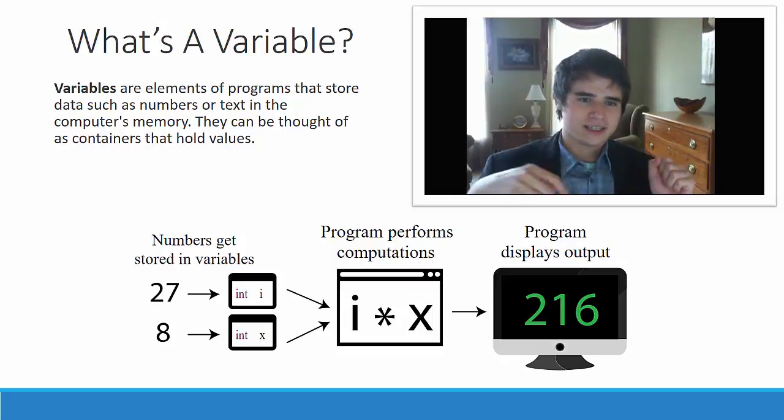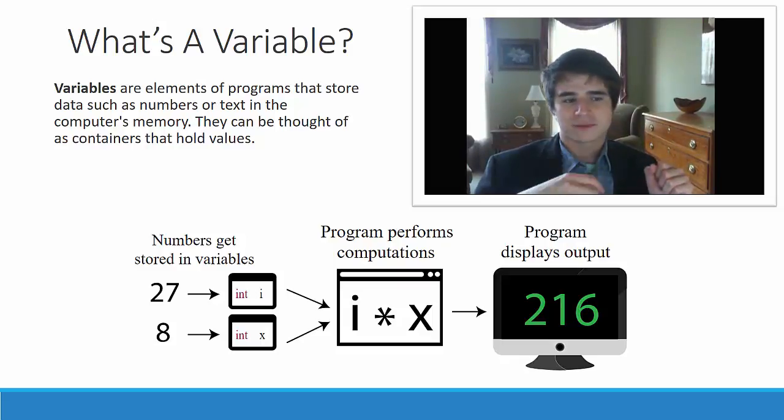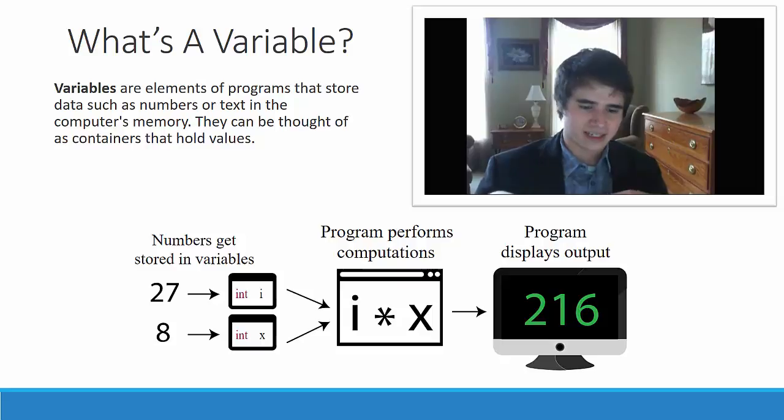So in the example below we have these two numbers, 27 and 8. We throw them into containers, and then the program performs computations on those numbers. In this case, for the example, I'm multiplying I times x, so we're multiplying the variable I by the variable x. So it's 27 times 8, which then becomes the program's output of 216.